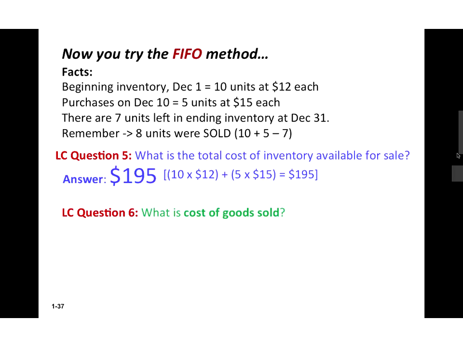So my oldest units are always beginning inventory. I see I had 10 units in beginning inventory, right? So I sold 8 units. They were out of beginning inventory. Beginning inventory has a cost of $12 each. So I sold 8 units at $12 each. So 8 at $12 each.